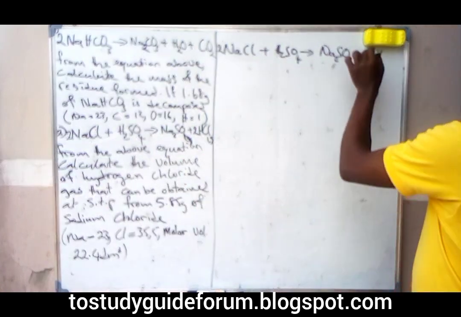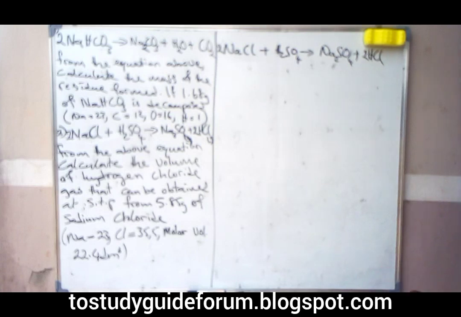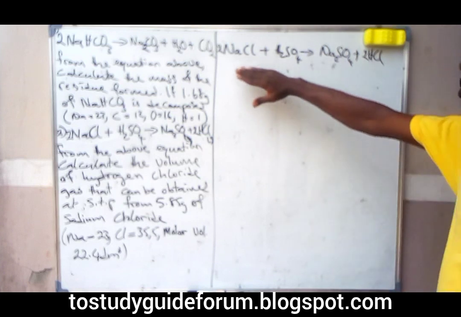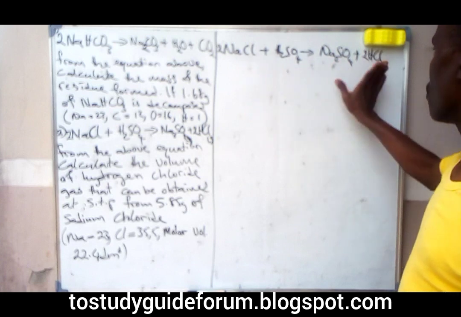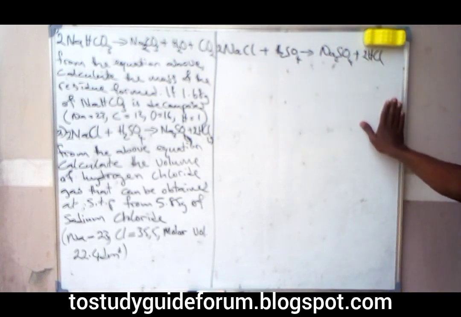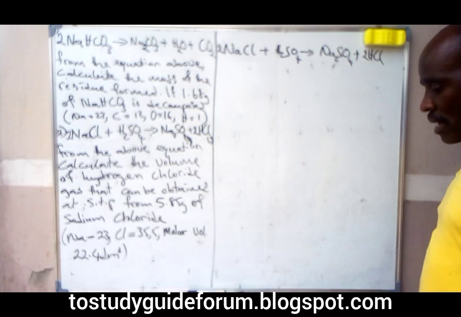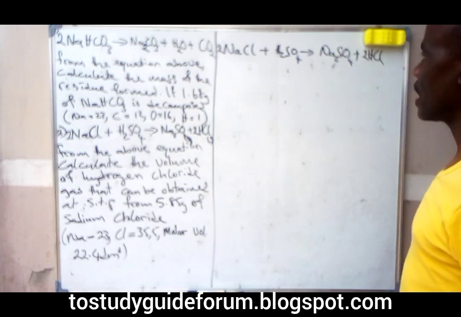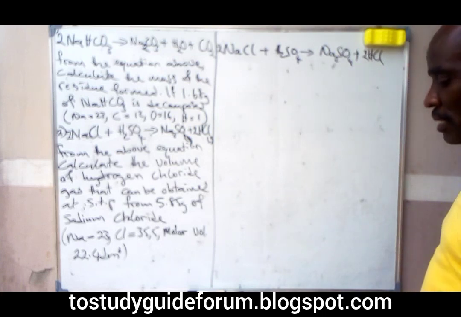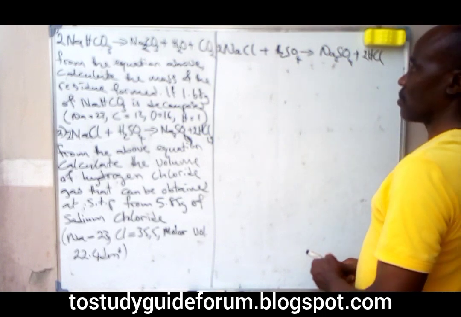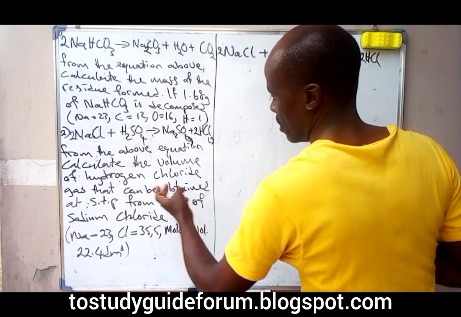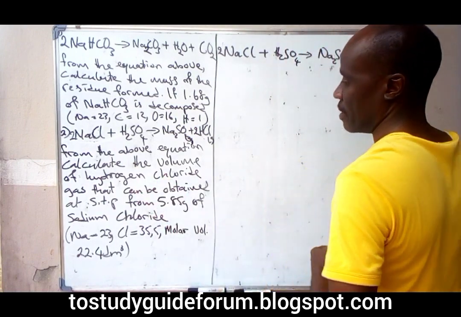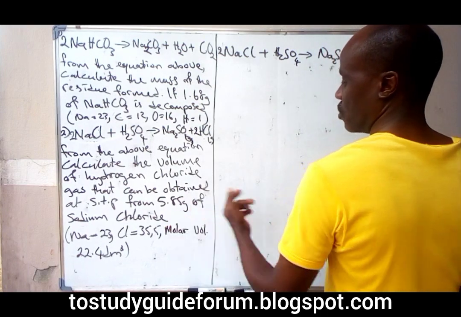All right. So this is the chemical equation. What we have here again, we're looking at the volume of hydrochloric acid that we produce. Now from this balanced chemical equation, we're talking about the volume, and then we are given the mass of sodium chloride.